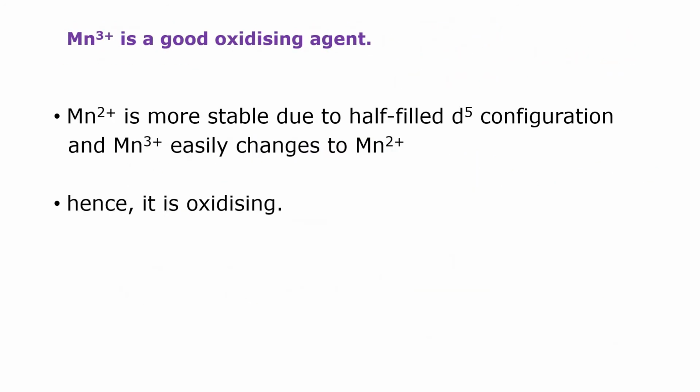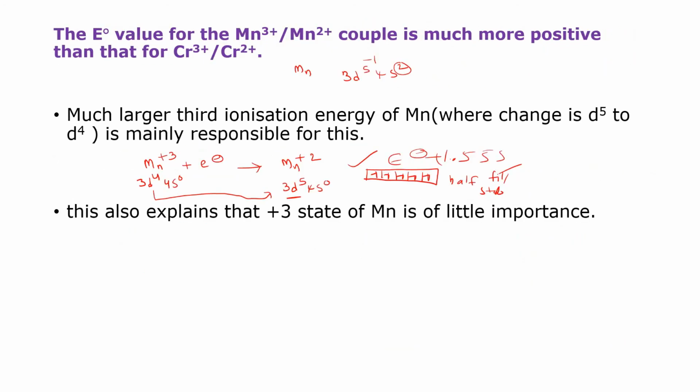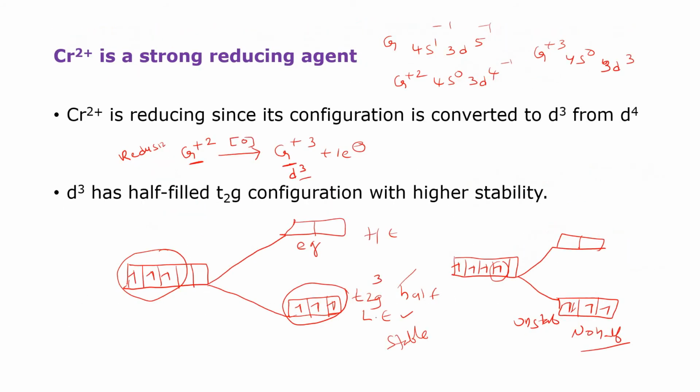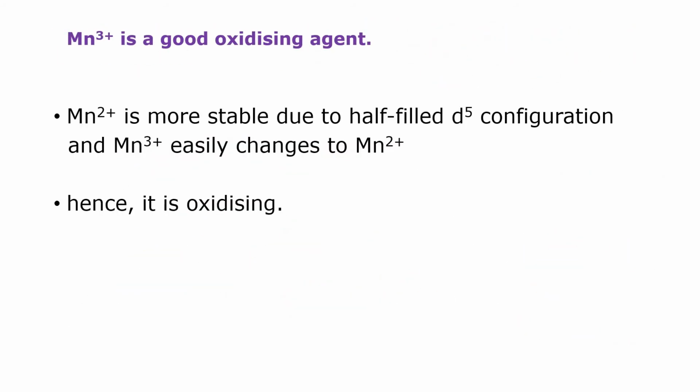Next, Mn+3 is a good oxidizing agent. Just now we discussed this one here. Here only we completed that Mn+3 is an oxidizing agent. The same thing we can answer here, right? Next, this I am not discussing; you just refer to the second slide. I think we already discussed that one.